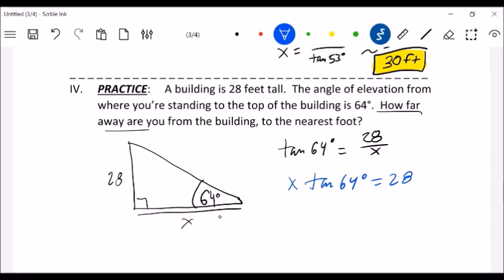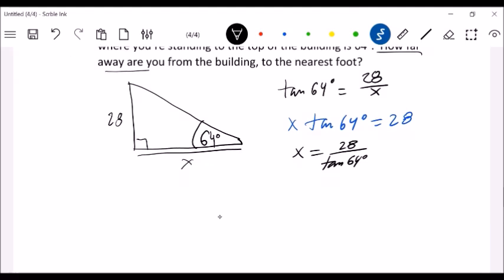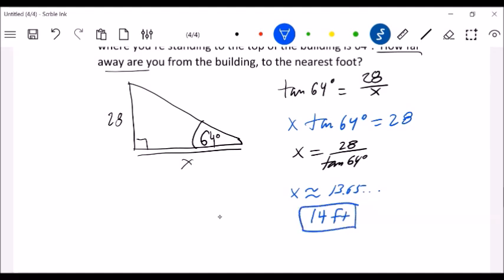Now we would need to divide both sides by the tangent of 64 degrees. And having done that, we can simply put that in the calculator. We would get that x is approximately 13.65 and so on, which means we're going to round that to 14 feet, since it says rounded to the nearest foot. So 14 feet is the distance from where you're standing to that building.